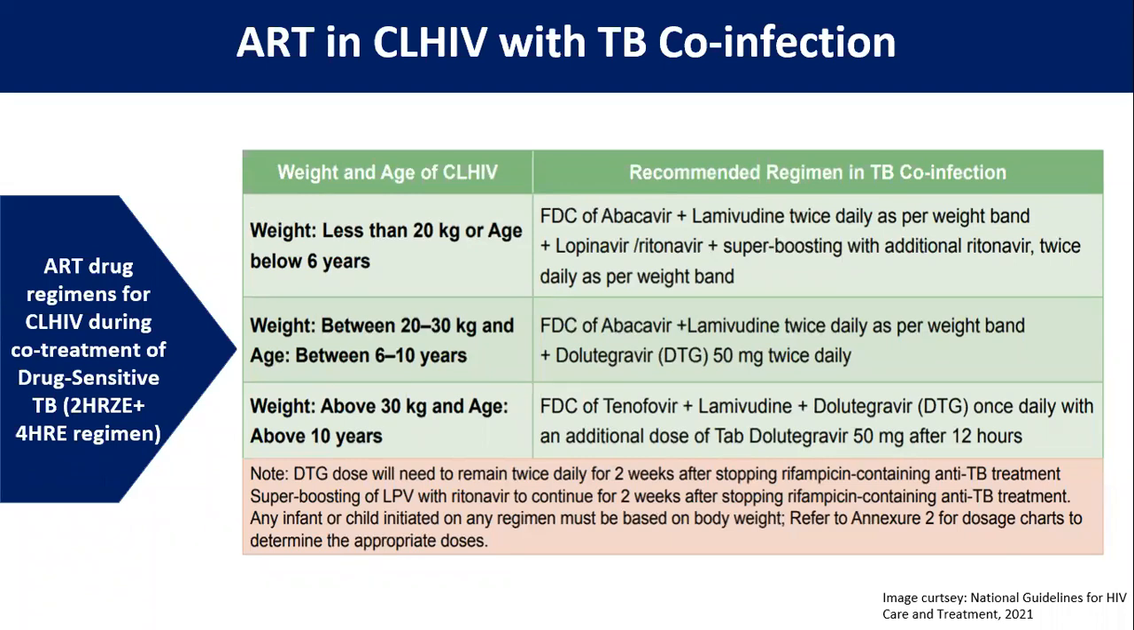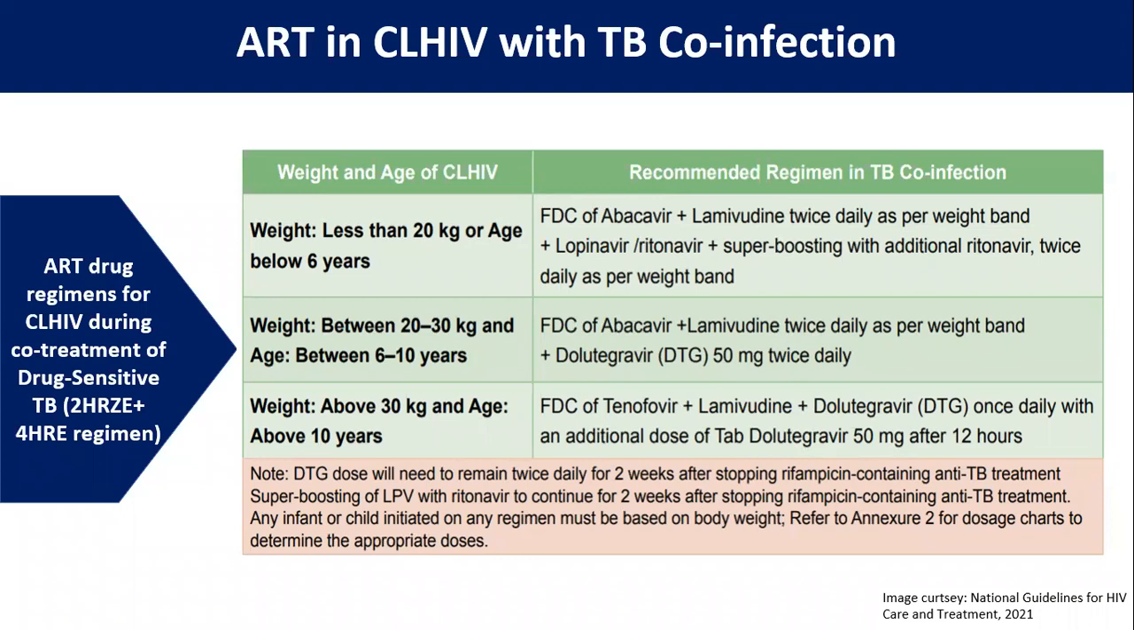Now, if the patient is 20 to 30 kg and the age is between 6 years to 10 years, then we are going to give a dolutegravir-based regimen. And here also, like adult, we are going to provide 50 milligram twice daily. And the usual pediatric 4 FDCs can be used in this patient.